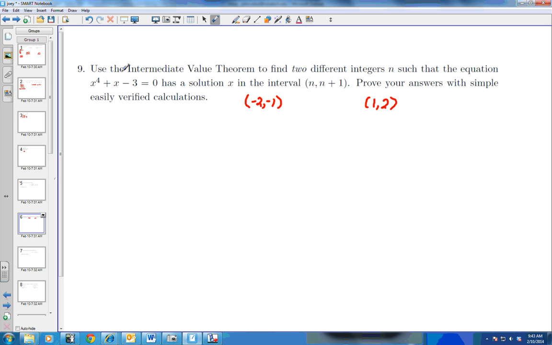All right, so here's what the intermediate value theorem says. Find two different integers n such that the equation has a solution, where it crosses the x-axis, in the interval between n and n plus 1. Prove your answers with simple, easily verified calculations. So my first one is I'm going to show that this has a solution between -2 and -1. This applies because n and n plus 1 means whatever number you choose, the next number has to be 1 greater than that, and it is. So now I need to show where that graph crosses between those two numbers.